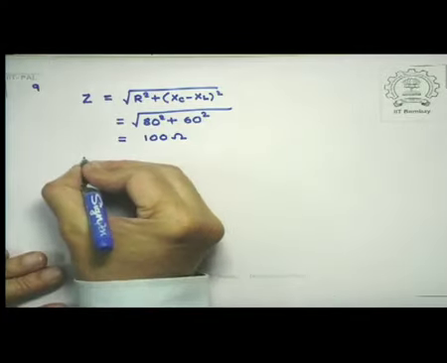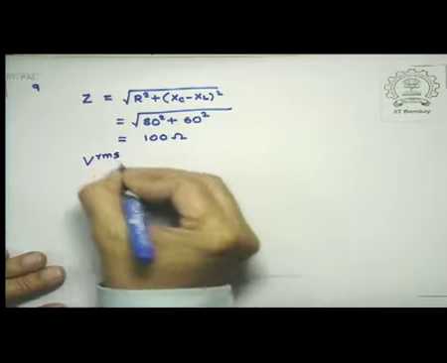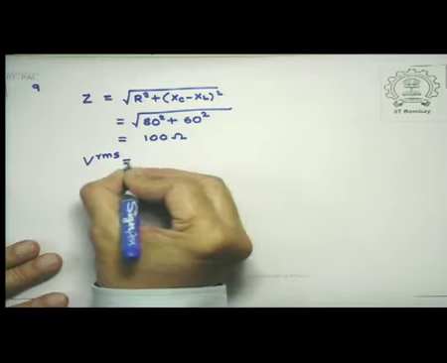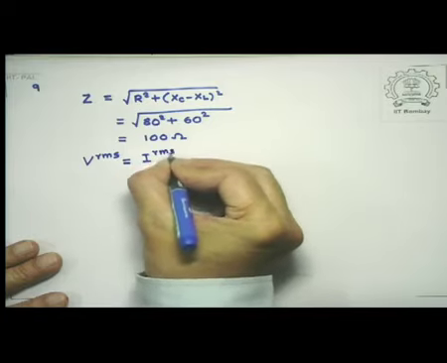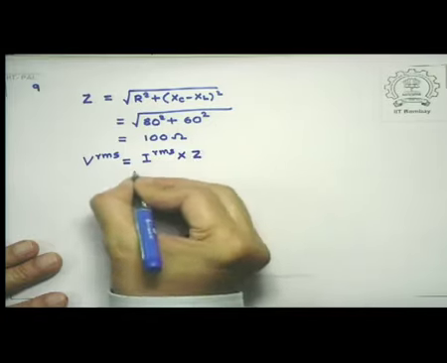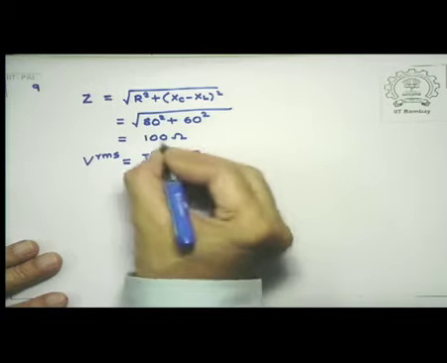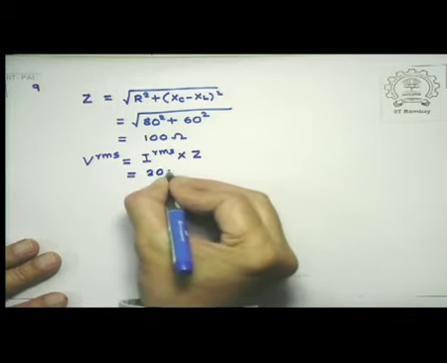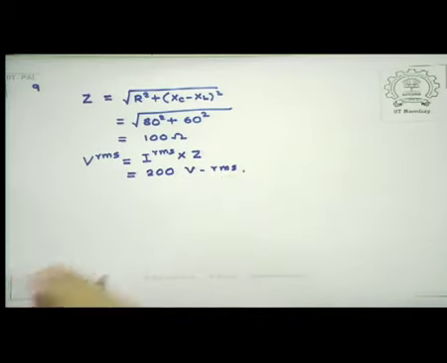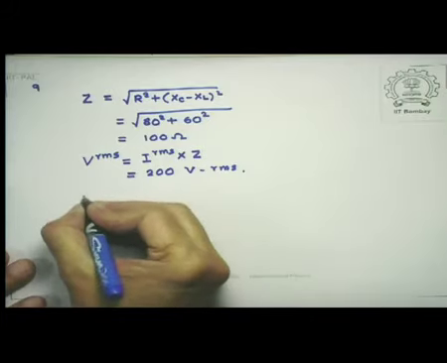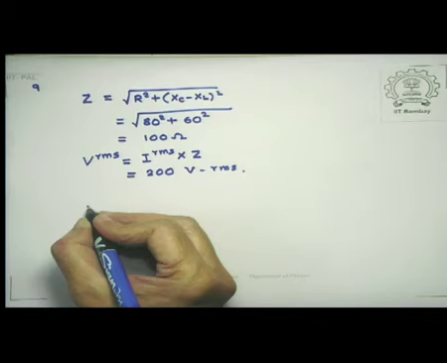So therefore, my RMS voltage is given by RMS current multiplied by Z. RMS current is given to be 2 amperes, Z is 100, so it is 200 volts RMS. The peak will of course be square root of 2 times bigger. But let us take this opportunity of finding out what are the individual voltage drops.